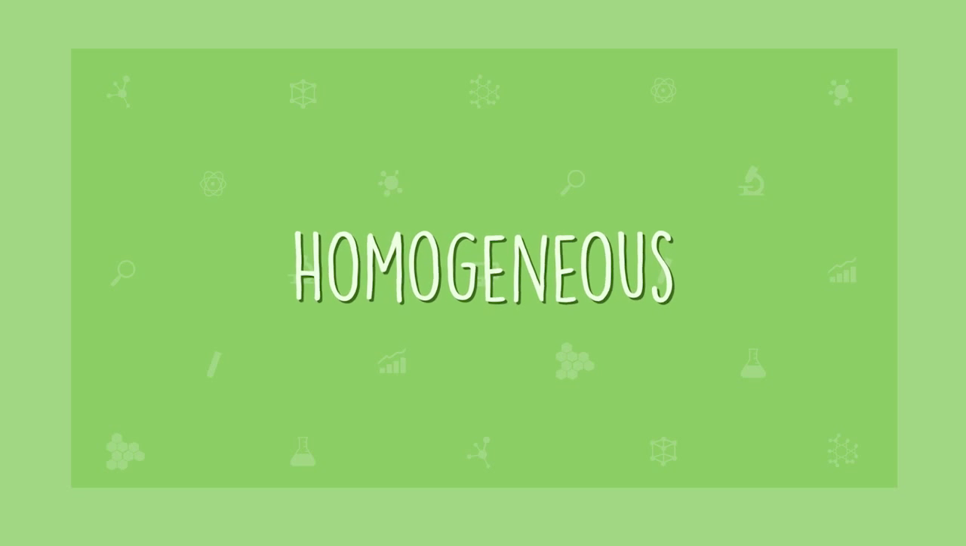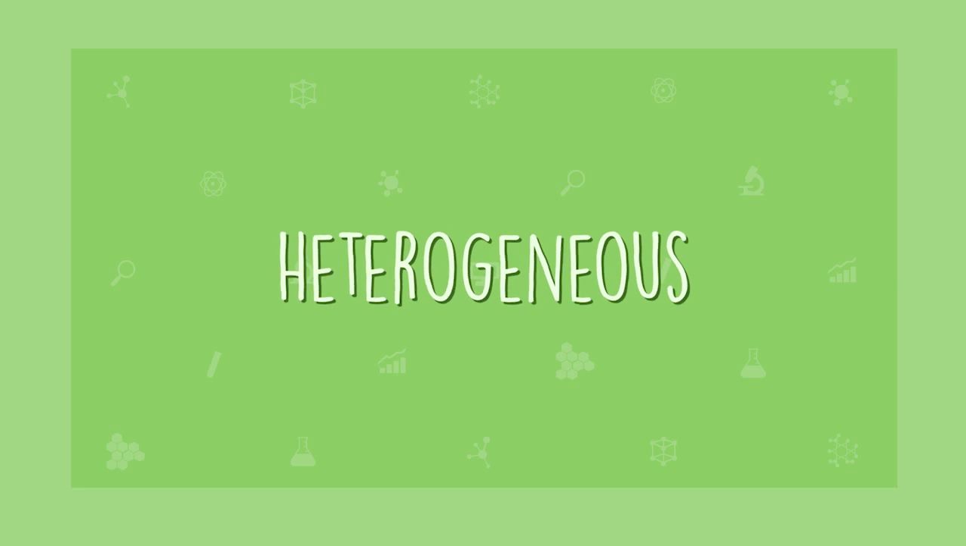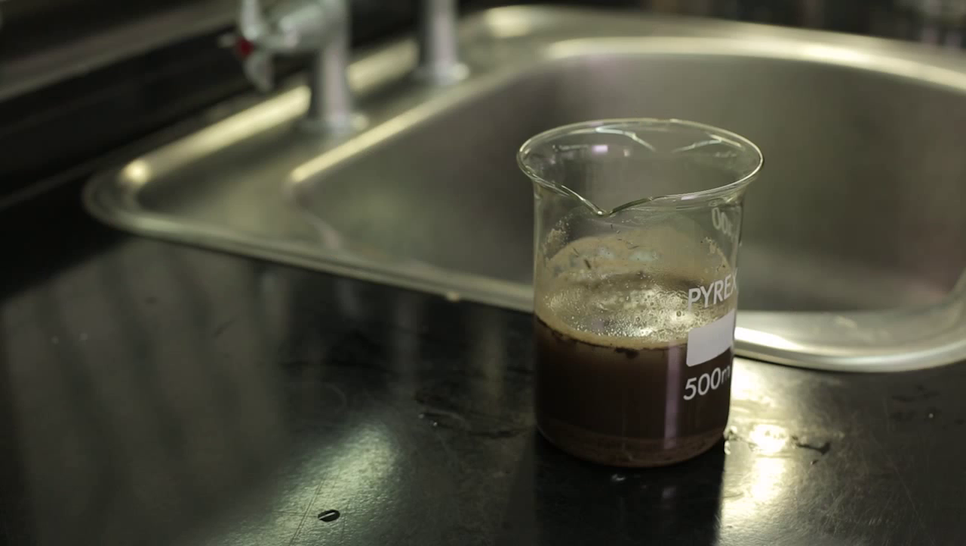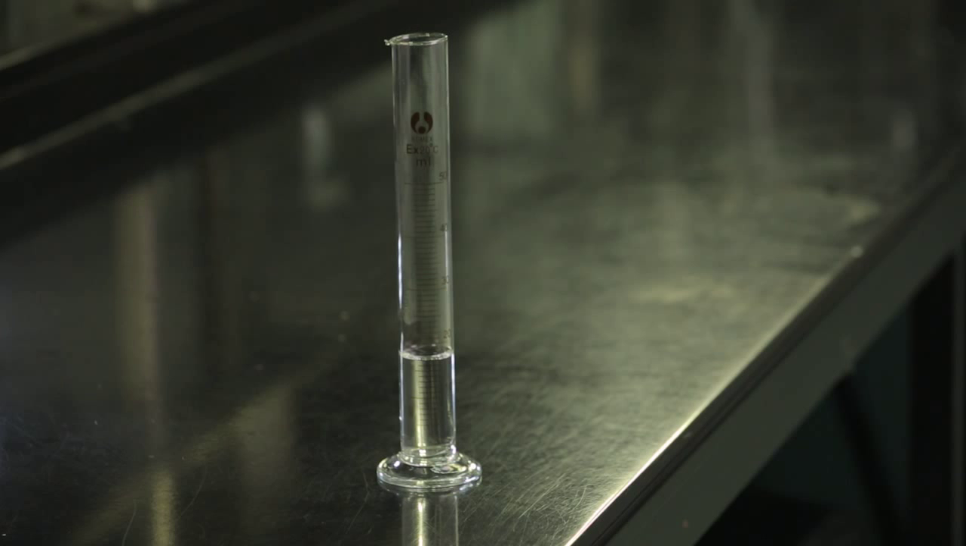Mixtures can be further divided into homogeneous, which means it looks the same the whole way through, and heterogeneous, which means the mixture looks different throughout. Dirt and water would be classified as heterogeneous. Salt water, on the other hand, would be classified as homogeneous. Homogeneous mixtures are known as solutions in chemistry.